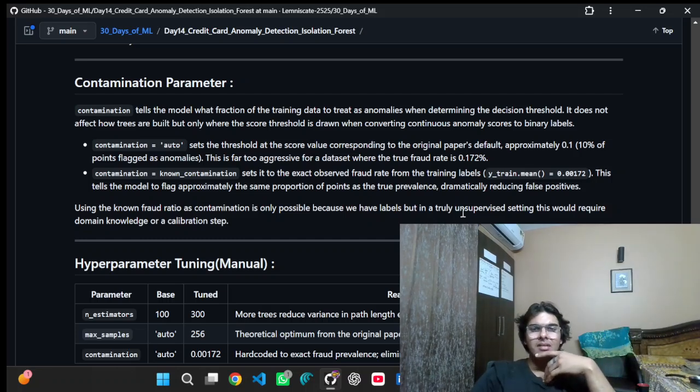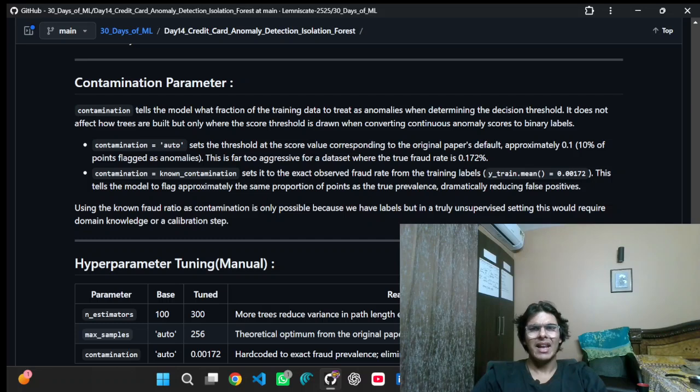Sometimes this is very aggressive for a real data set, because like I said, in a real data set 10% of values are not anomalies. Very, very few values are anomalies. Like in our case, 0.17 percent of values were anomalies. This means that out of 100, only 0.17 values will be anomalies. So in these cases where we know that our fraud rate is very, very low, we can set it to the known contamination, and this known contamination is nothing but the exact observed fraud rate from our training labels itself.